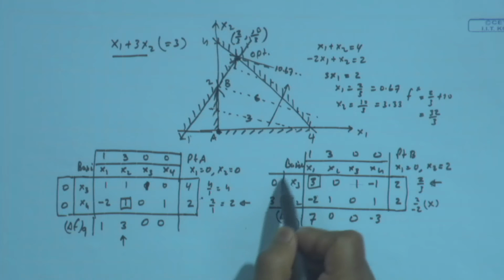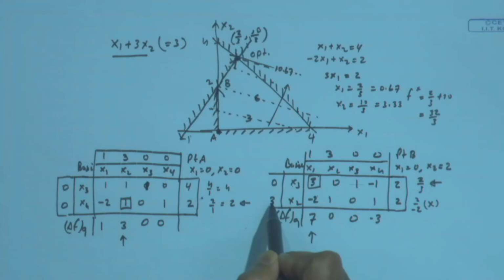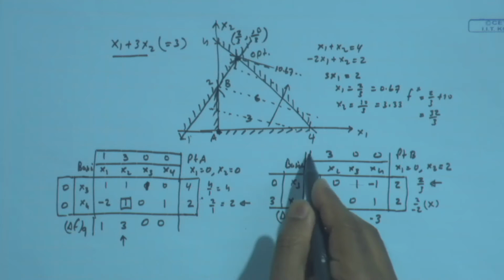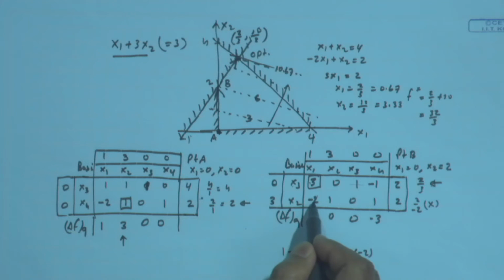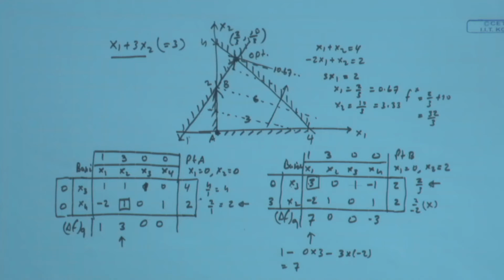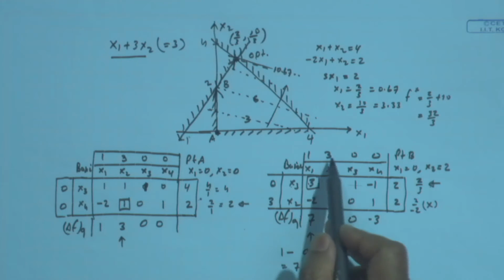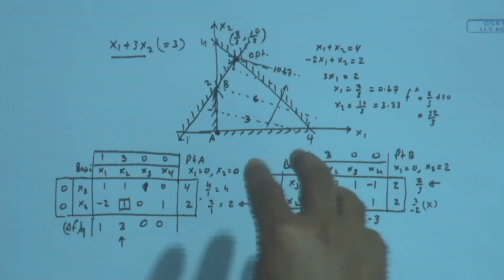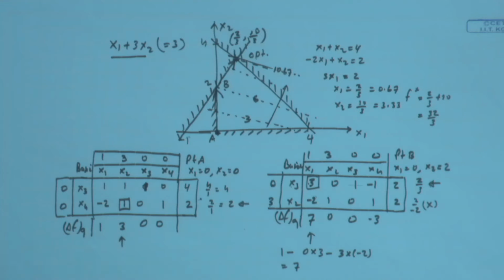Okay, 1 minus 0 times 3 minus 3 times minus 2. If you calculate, it's going to be 7. Similarly, 3 minus 0 times 0 minus 3 times 1 is going to be 0. That's the formula for del FQ. That's why you have the table, so everything is in front of you. You can do all these operations.